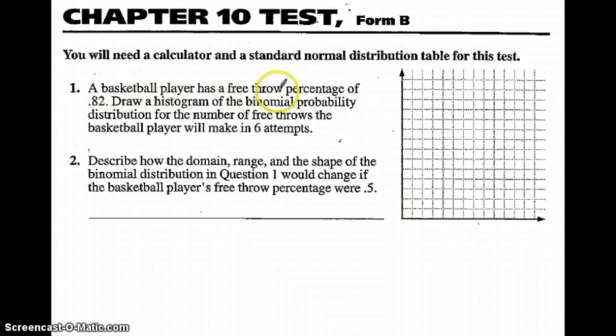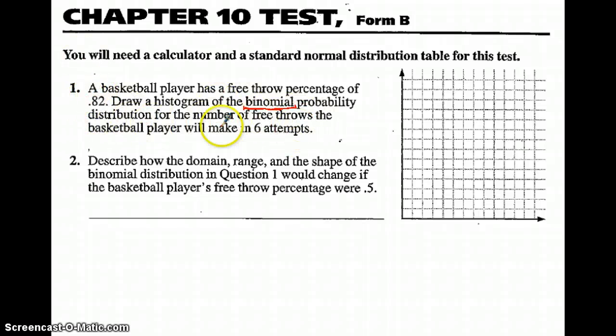All right. A basketball player has a free throw percentage of 82%. Draw a histogram of the binomial. One of the things in this test I'm worried about for you is the difference between when you're supposed to use binomial and when you're supposed to use normal. This one they tell you. Remember binomial, well, I'll get into it as we go.